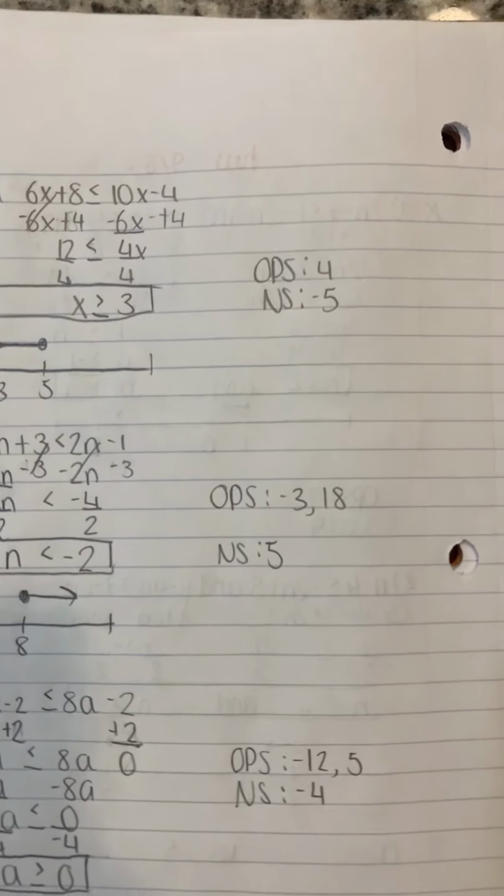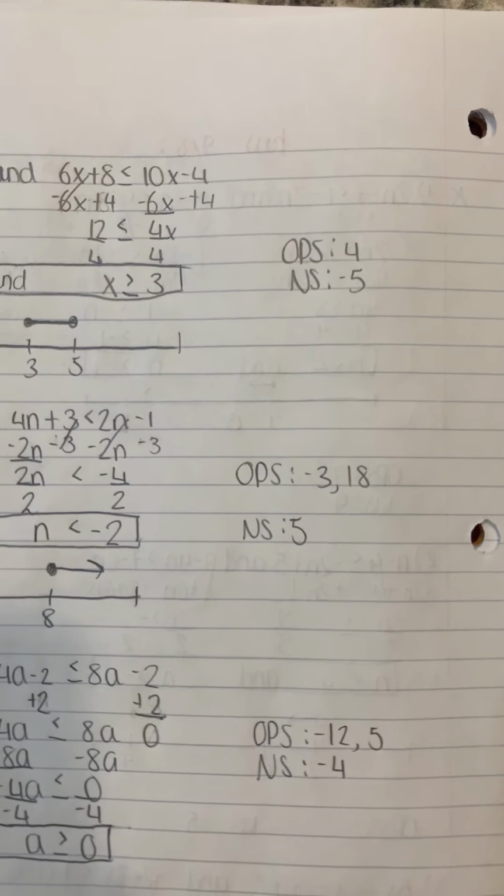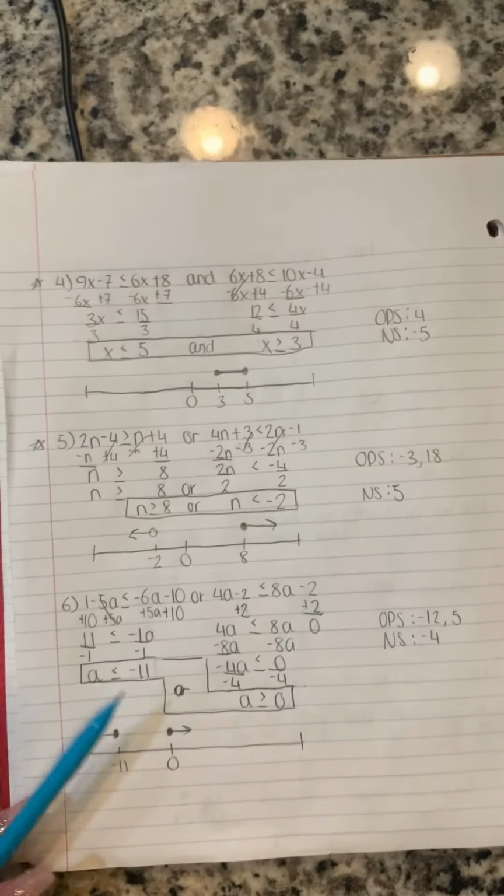OPS could be negative 3 or 18, and a NS could be 5. And then here's my work for 8.